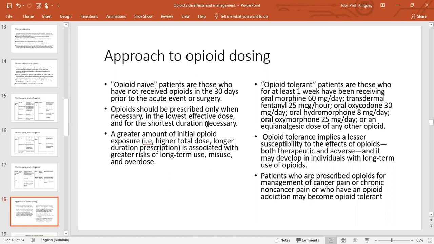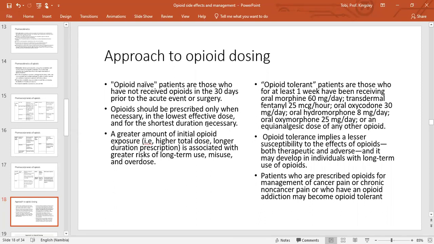On the other hand, we have what we call the opioid tolerant groups. And these are patients who have received, at least for the last 1 week, morphine at 60 milligrams per day or transdermal fentanyl at 25 micrograms per hour, or any other form of opioids at all. All right. So the reason why this is important is that patients who are opioid tolerant are less susceptible to the effects of opioids, whether the therapeutic or the adverse effects.